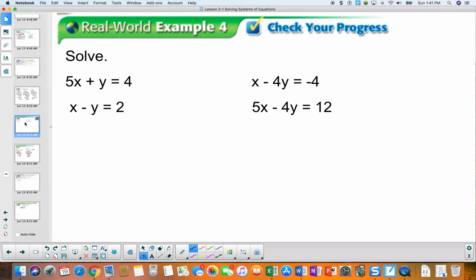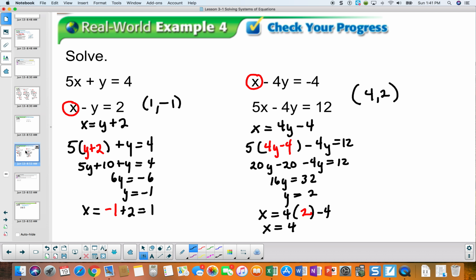Okay, pause and try to do these two problems. And here's the solution.